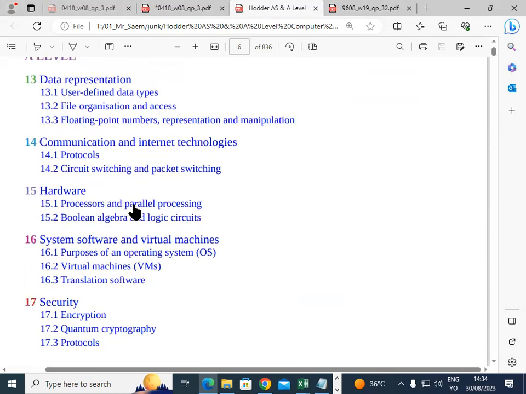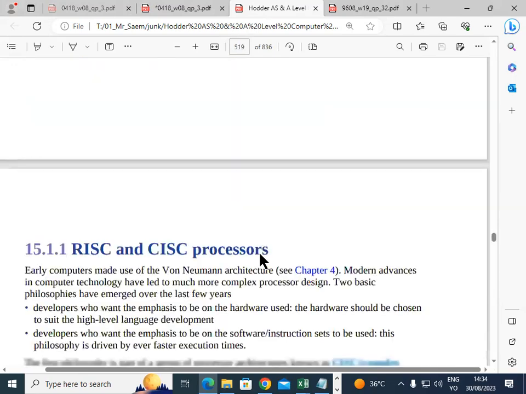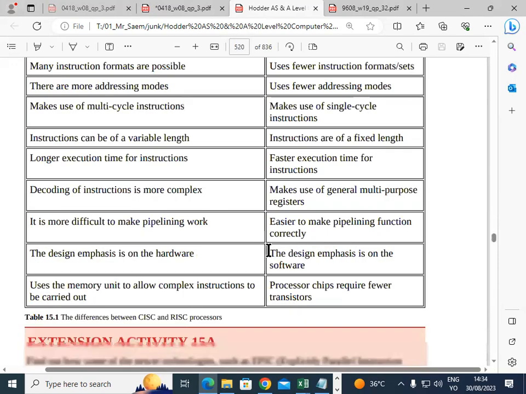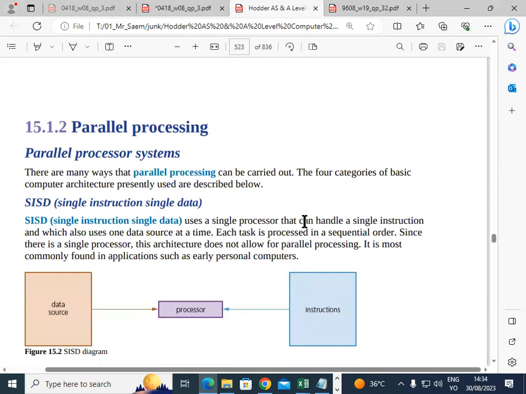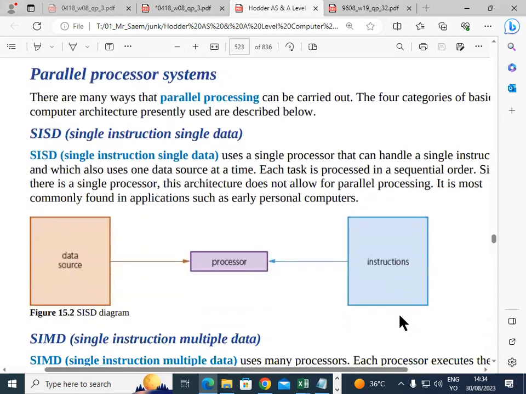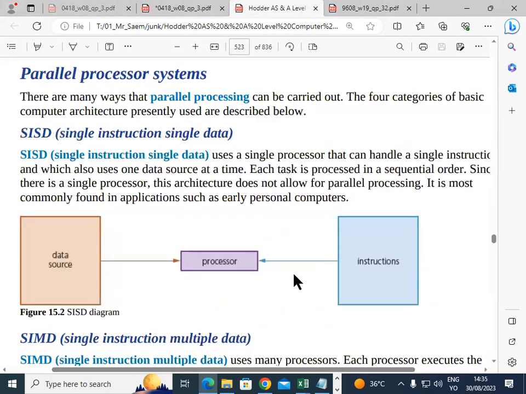Okay, hardware. So, RISC pipelining. Okay, now let's talk about different kinds. There are more kinds. So we have parallel processing systems. The first one that we have is single instruction and single data.